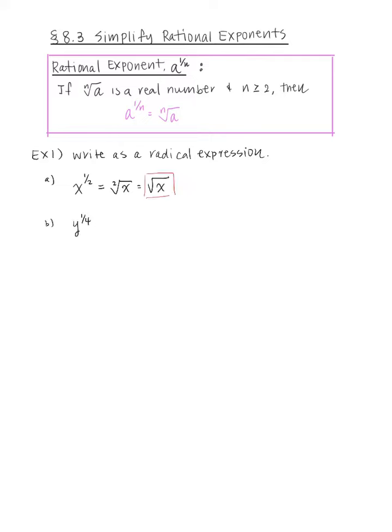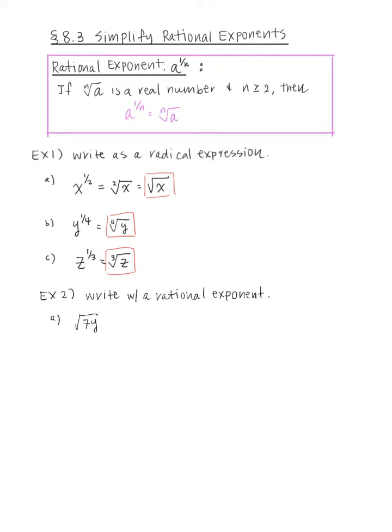Now let's do y to the 1/4. The bottom of the fraction becomes the root, so we're talking about the 4th root. So we get the 4th root of y, and that's the answer. And of course, if you have something like z to the 1/3, the bottom becomes the root, so we're talking about the cube root of z. And that's that.